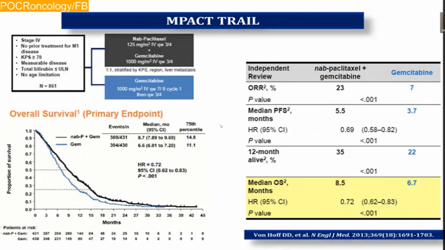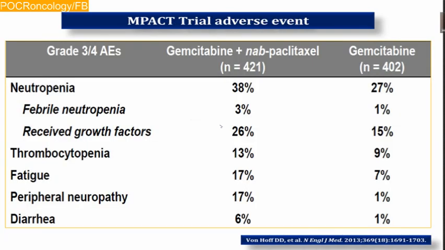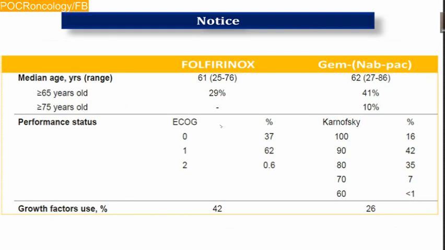GI symptoms. Now, the second trial, nab-paclitaxel, when compared to gemcitabine, gave us almost 2 to 3 months improvement in overall survival. And again, we think it's a very safe medication. However, the neutropenia is almost 38% compared to 45%, which is still high. The risk of febrile neutropenia is again 3%, the risk of thrombocytopenia was very high, 13%, and also the risk of peripheral neuropathy 17%, which is much higher than with FOLFIRINOX chemotherapy.